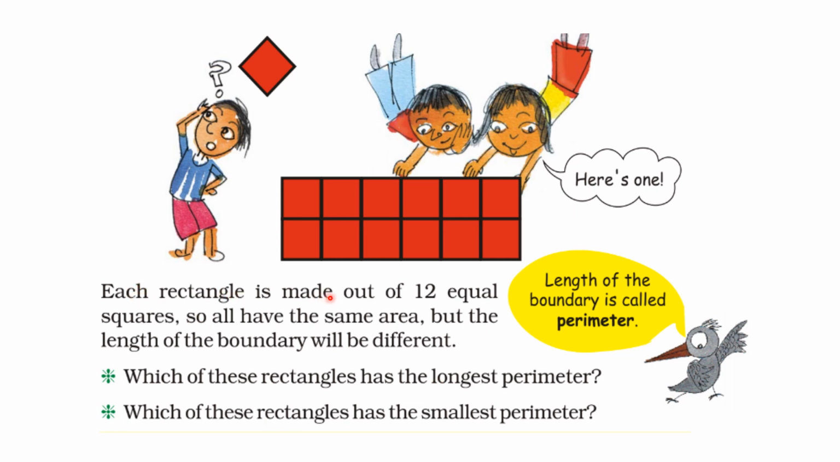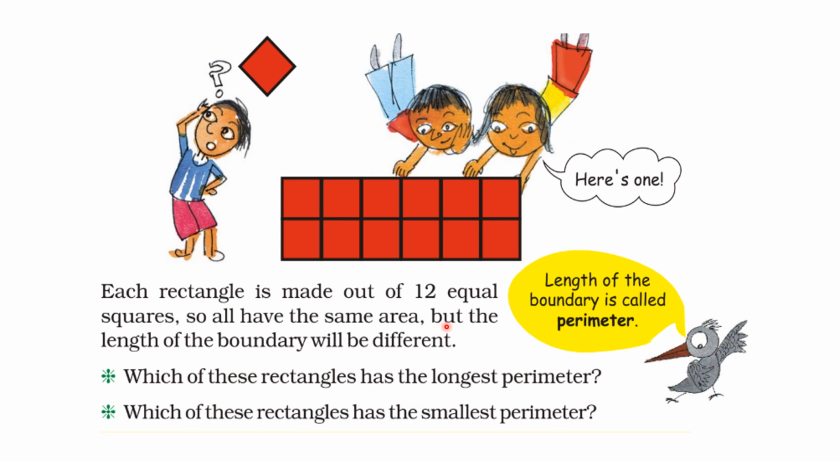Each rectangle is made out of 12 equal squares. So they have shown one, that is the seventh one, the same as our seventh one. Each rectangle is made out of 12 equal squares. So all have the same area. All these squares are the same, right? Exactly the same measurement, that is 1 centimeter. So what is the area of this? 12. So all 7 rectangles have 12 squares. So all the rectangles have the same area.